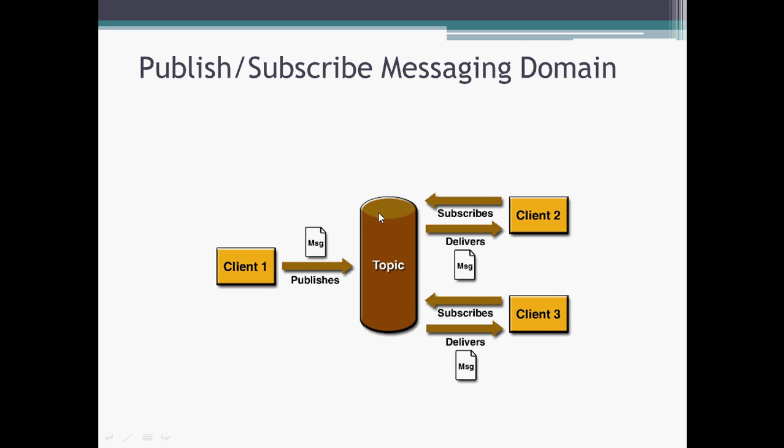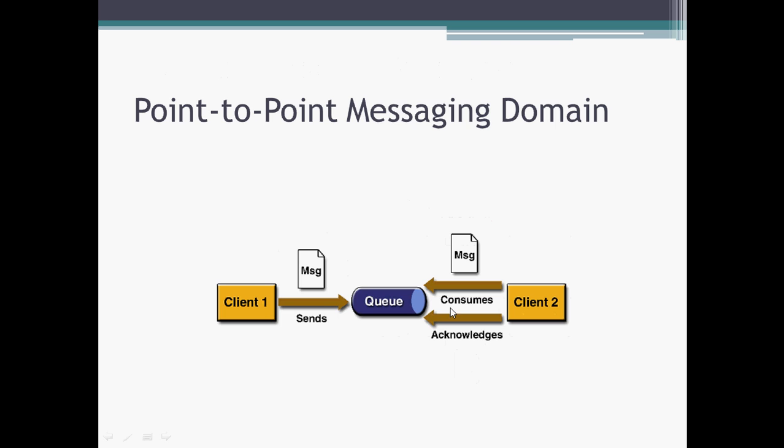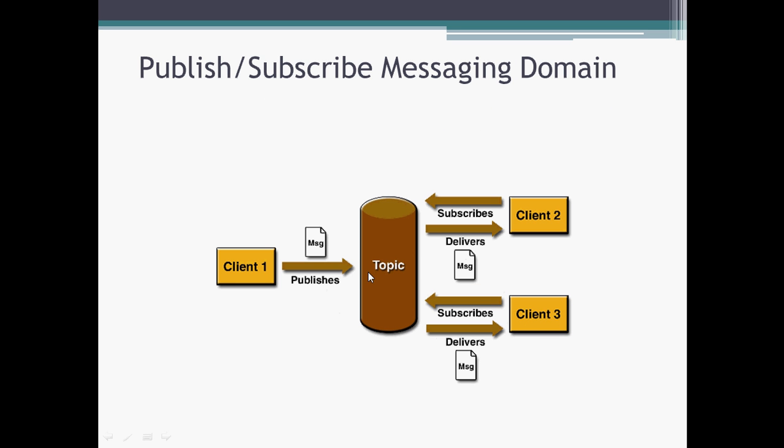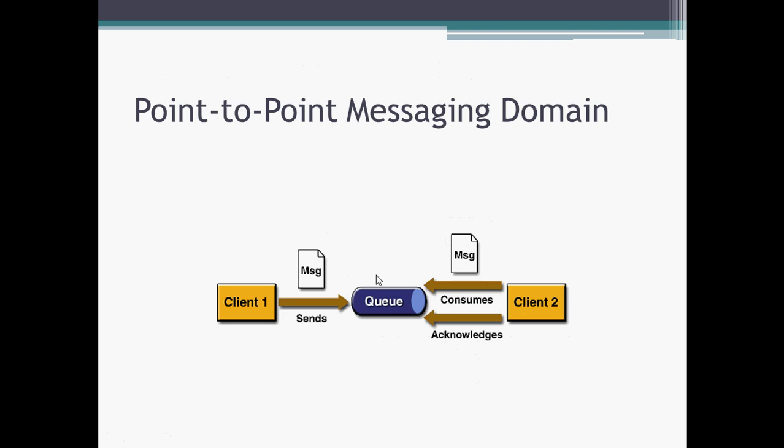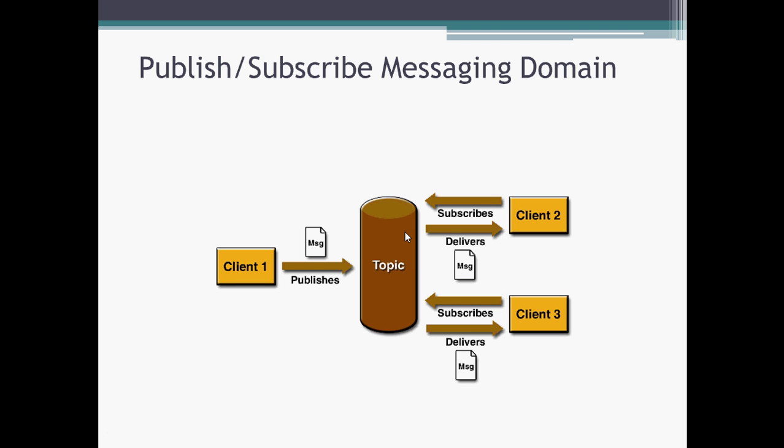In publish-subscribe, we have one sender and multiple receivers. It's a one-to-many relationship. Client 1 will publish. The concept of sending and publishing is almost the same. The only difference is that in point-to-point we have a queue, and in publish-subscribe we have a topic. Here, you have to subscribe first so that you will receive those messages. If you want one-to-one, you will use a queue. If you want one-to-many, you will go for a topic.